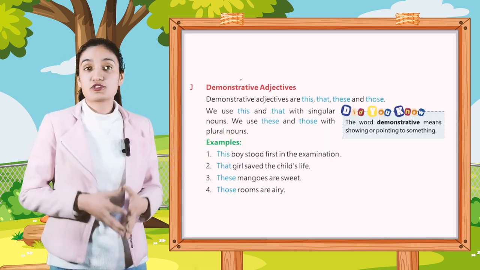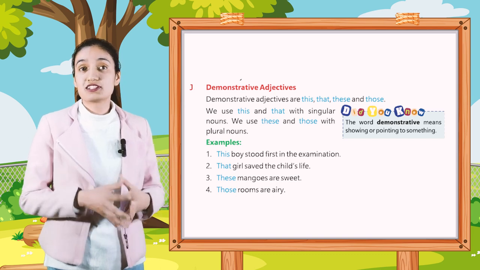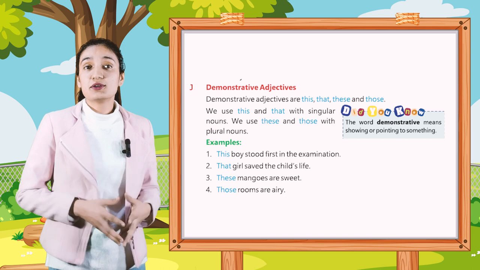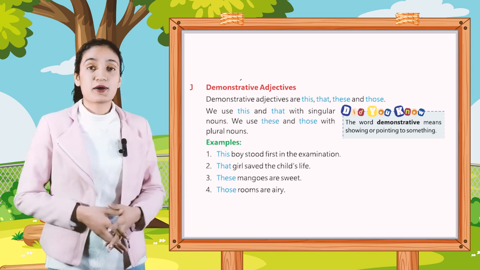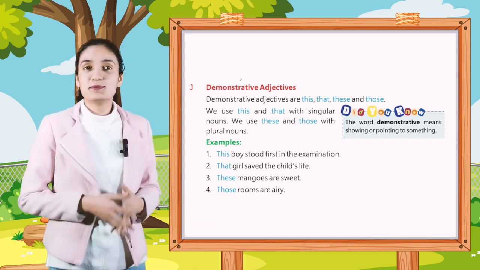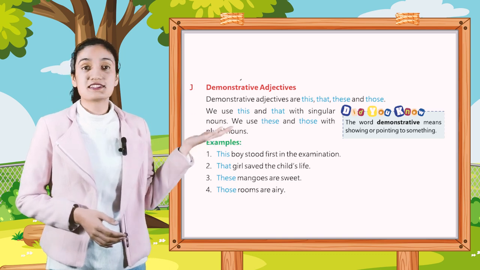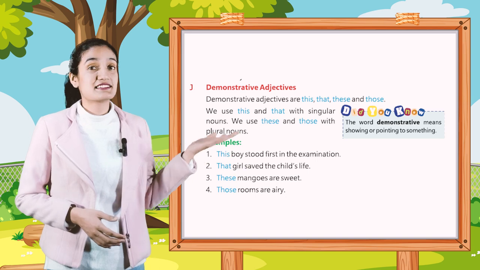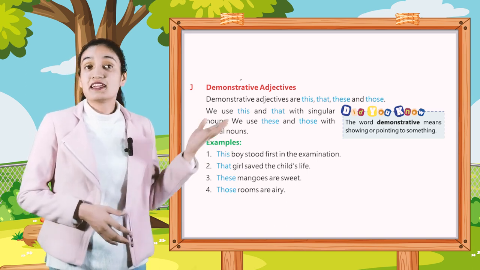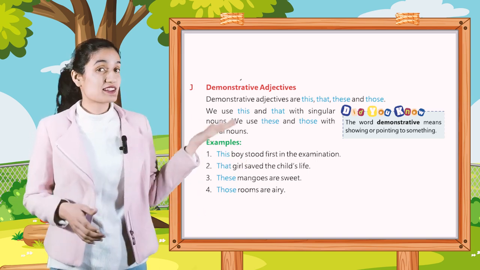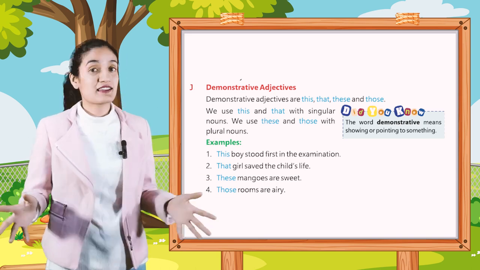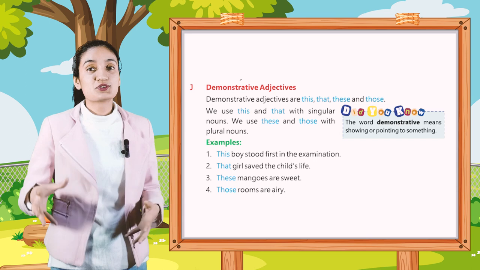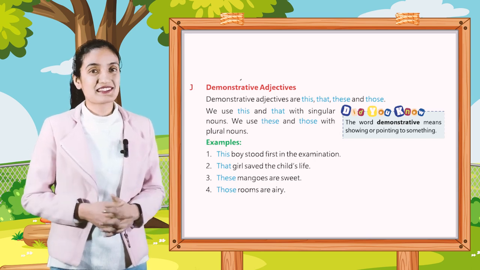J. Demonstrative adjectives. Demonstrative adjectives are this, that, these and those. We use this and that with singular nouns. We use these and those with plural nouns. Example, first, this boy stood first in the examination. Second, that girl saved the child's life. These mangoes are sweet. Those rooms are airy. Now kids, did you know the word demonstrative means showing or pointing to something?